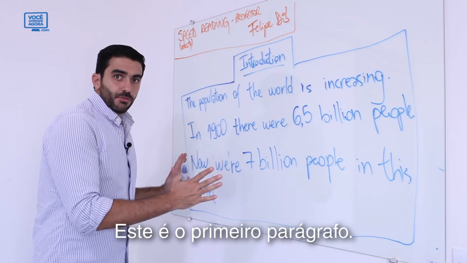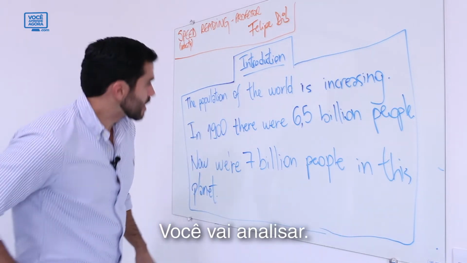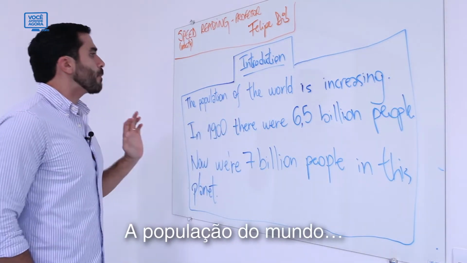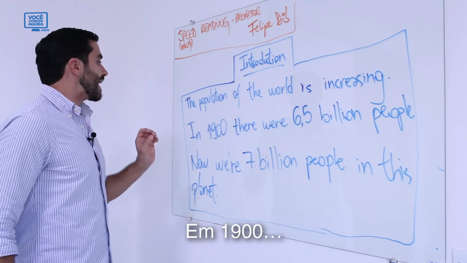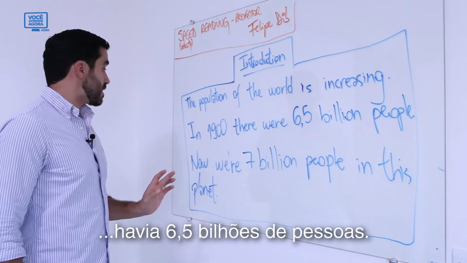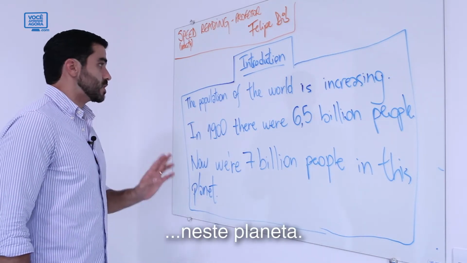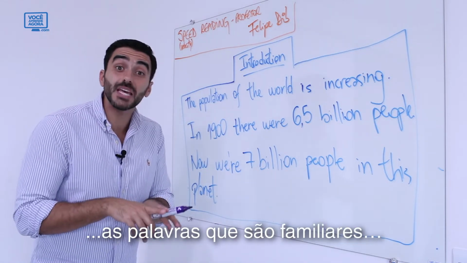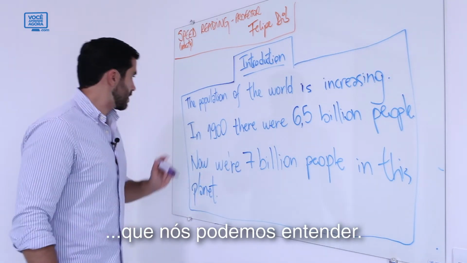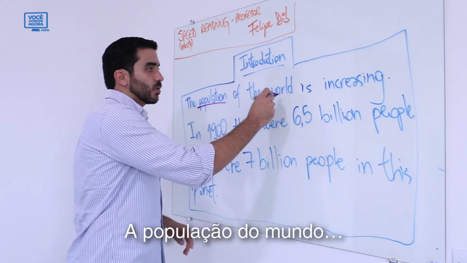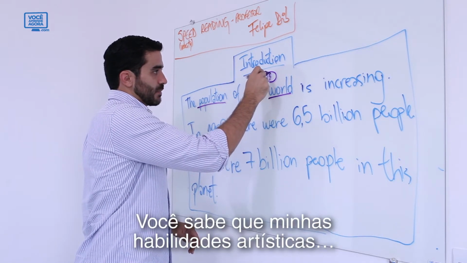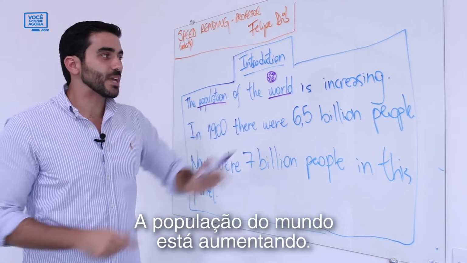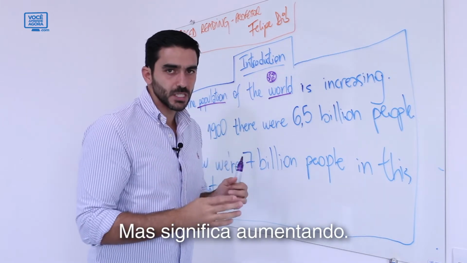This is the first paragraph you are going to analyze. Introduction. I open a book and it's written Introduction, and I read the start of it. The population of the world is increasing. In 1900, there were 6.5 billion people. Now we are 7 billion people in this planet. Let's just spot the words we know, the words that are familiar, that are similar, that we can understand. Population. Population of the world. World means, you know that my artistic abilities are terrible, but this is the world, the planet. The population of the world is increasing. This word here is strange, increasing, but it means aumentando.